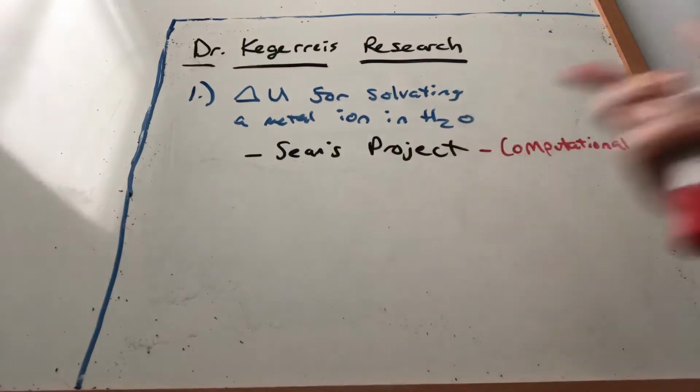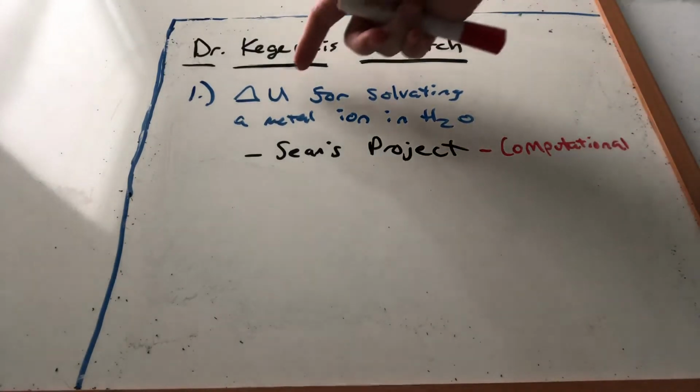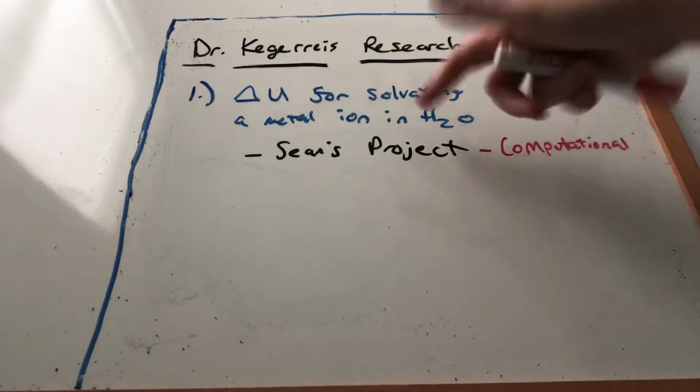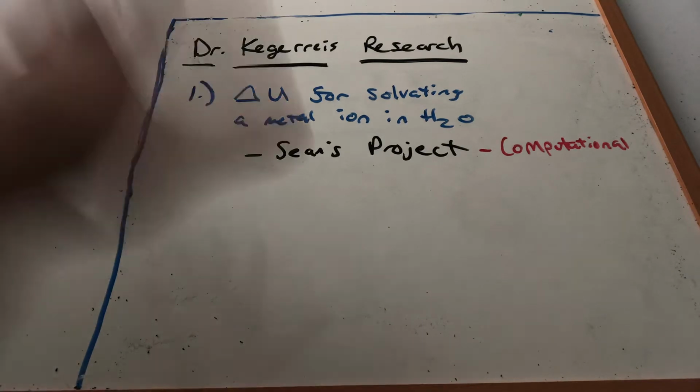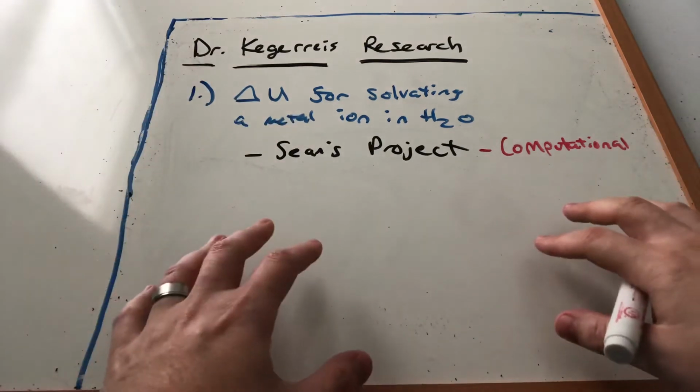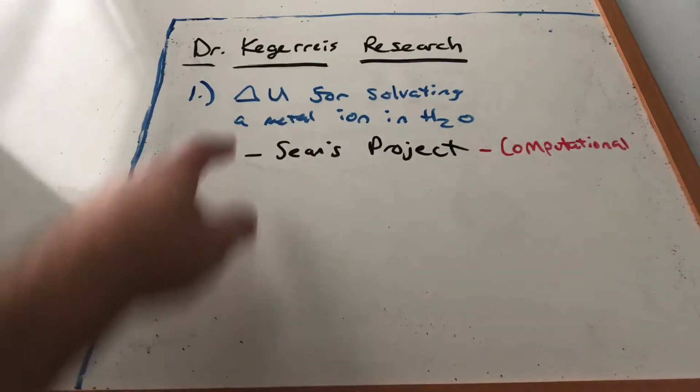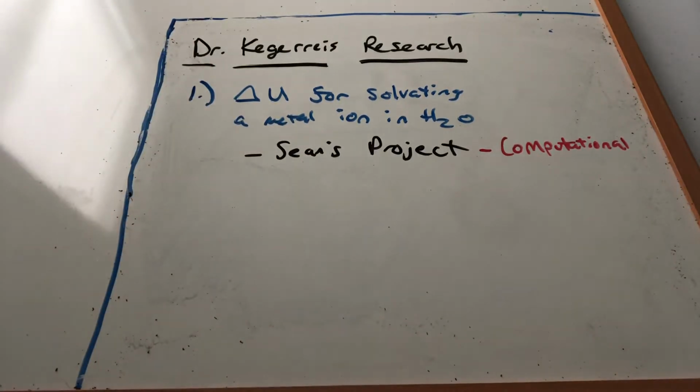What Sean's doing right now is calculating the change in energy for solvating a metal ion in water. So creating this aqueous system where there's a metal ion like iron 3 or lead 2, right? We actually put it in water, and then we use computational techniques to figure out what the total change in energy is for that process. We look at water by itself. We take water, we put a metal in it. The difference in energy is that total internal energy change.